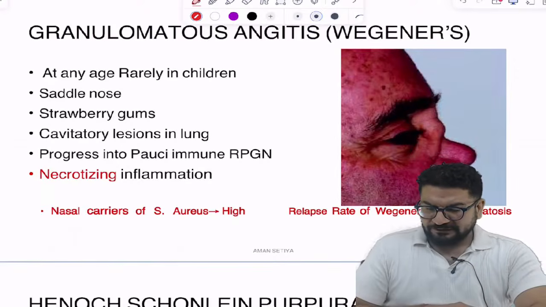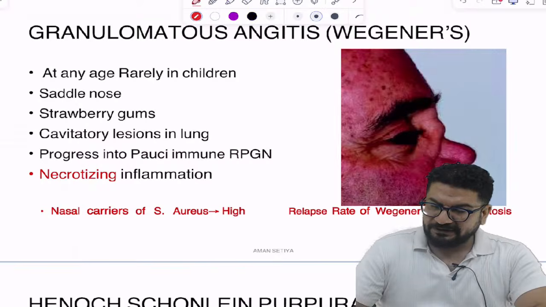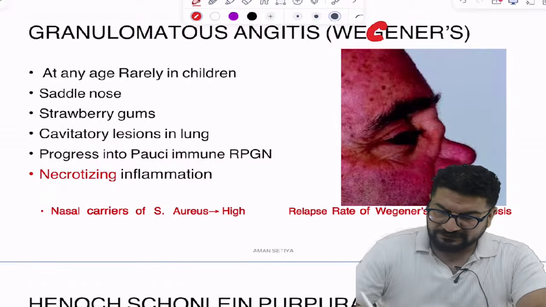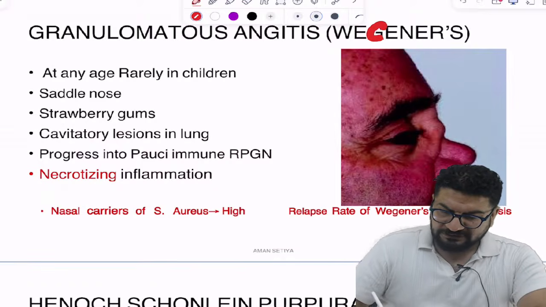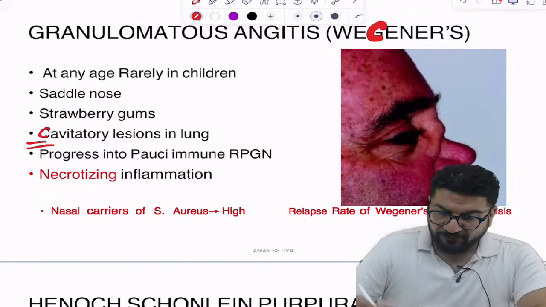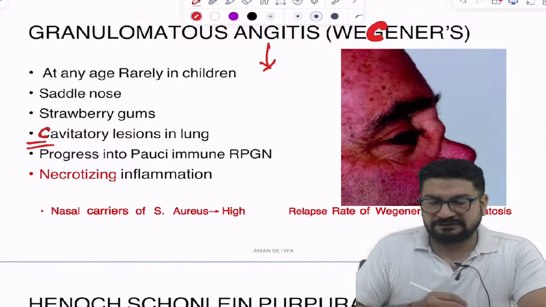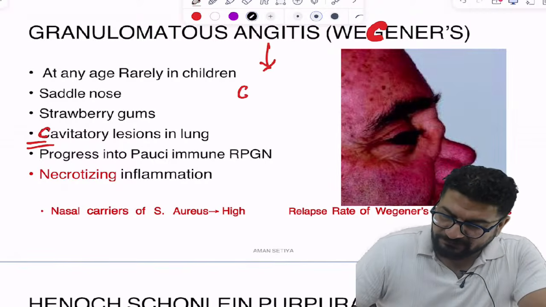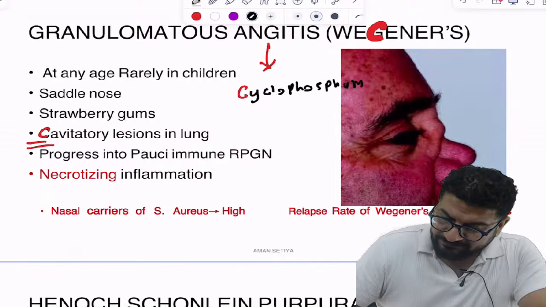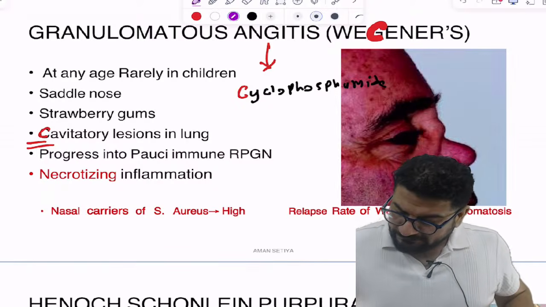Okay, this is Wegener. In Wegener, just remember two things which they are asking nowadays. So I am changing the Wegener spelling to Wegener's C. C for cavitation. Just remember, the classical feature will be cavity formation. Other than this, the drug of choice for a patient with Wegener's will be cyclophosphamide. Then remember, the patient will have a depression in the nose. This is called saddle nose.